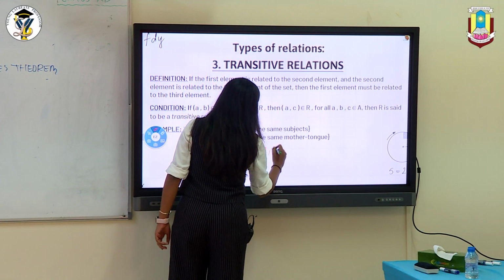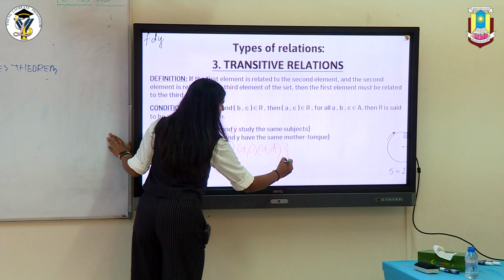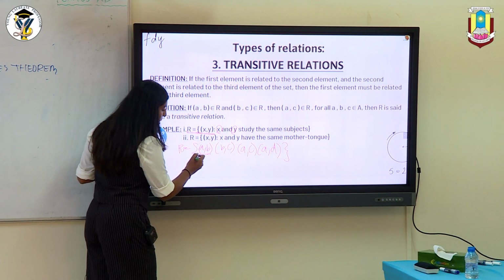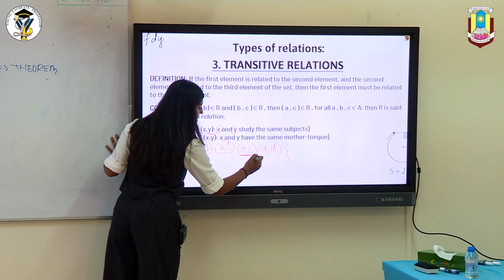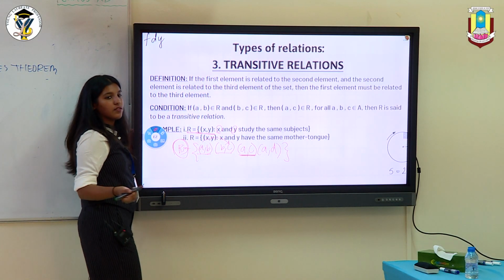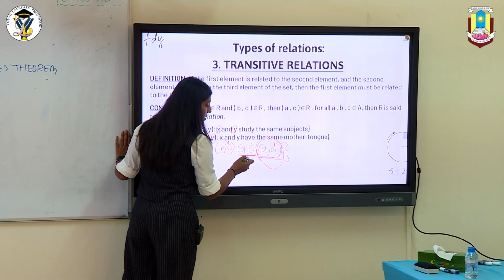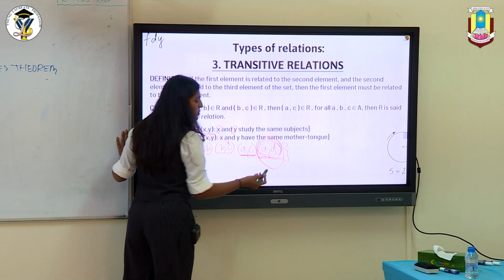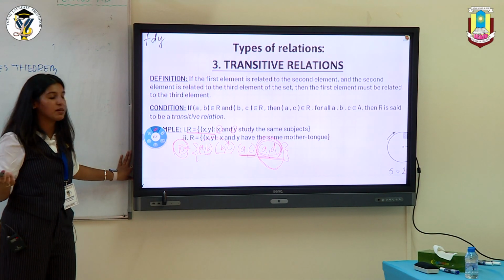So A and D. Now, this is the relation we have here. In a way, AB is there, BC is there, and A is also related to C, AC is also there. So R is transitive, right? But then this still remains. AD is there, but is there any other element containing D? There is no other element containing D.